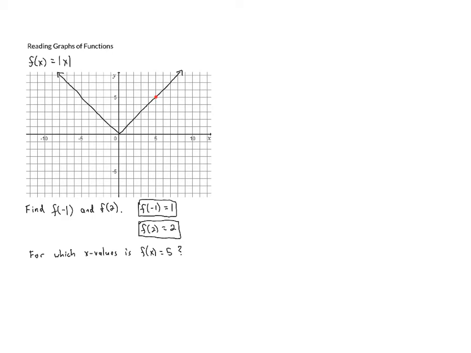So we can look at the corresponding x values that give us a function value, or a y value, of 5. The first one is 5. When x is 5, we can see that f of x is 5. And then the second one is going to be negative 5. When x is negative 5, we also have a function value of 5. So the x values for which f of x is 5 are x equals 5 or x equals negative 5.